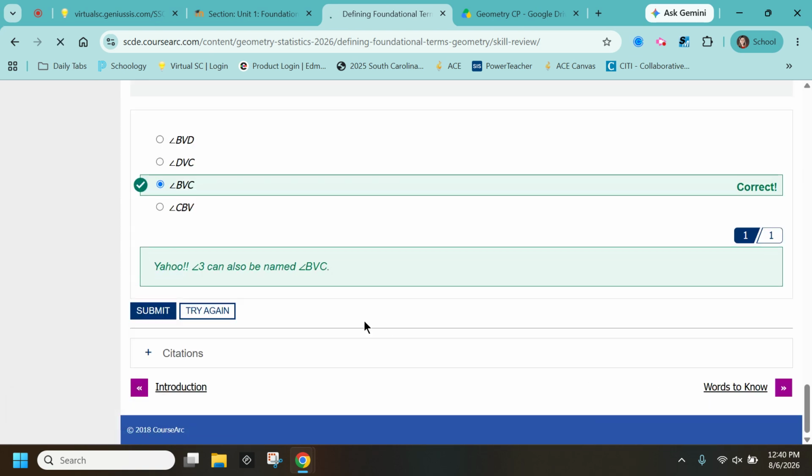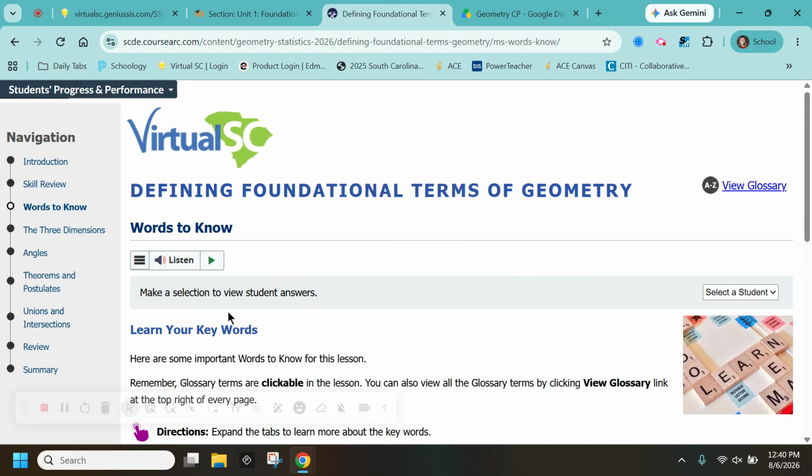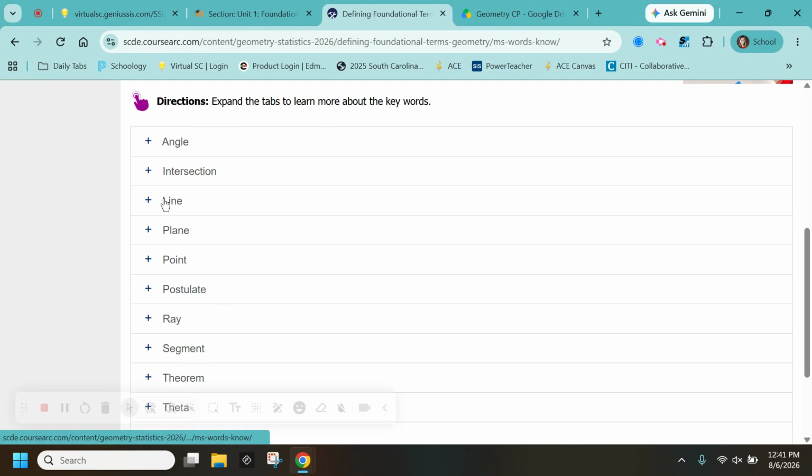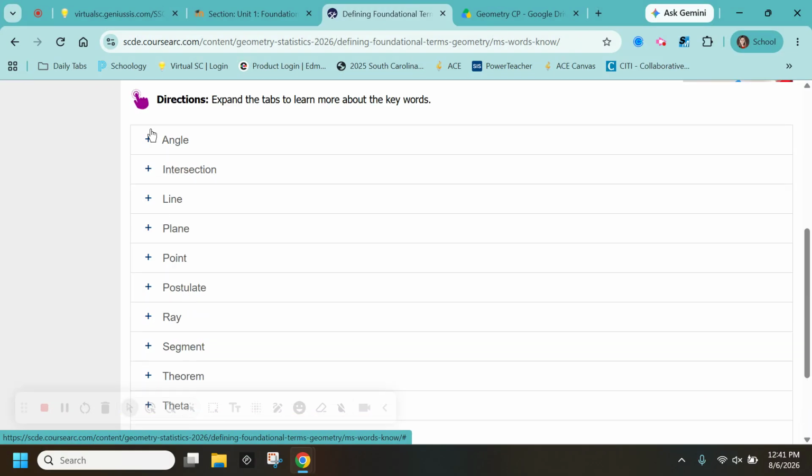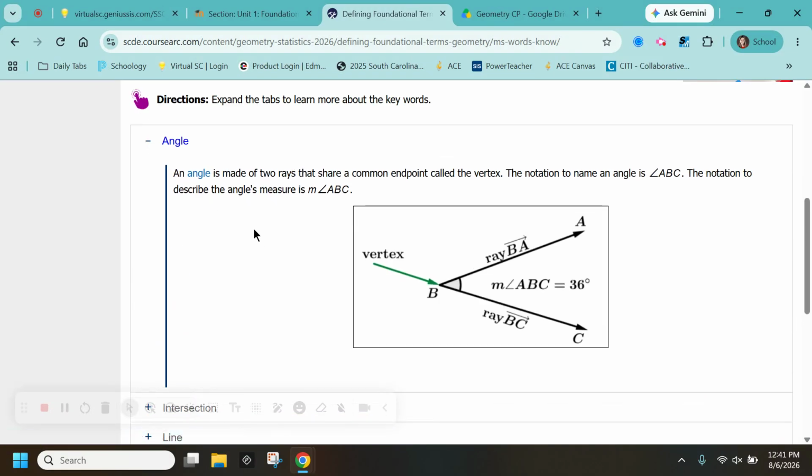Next, we're going to move on to words to know. Definitely still go through these. I'm not going to go too far in depth with each of these, but an angle is made up of two rays that share a common endpoint. That common endpoint is the vertex. And then the notation to name an angle is 3 letters, with that vertex being the middle letter.